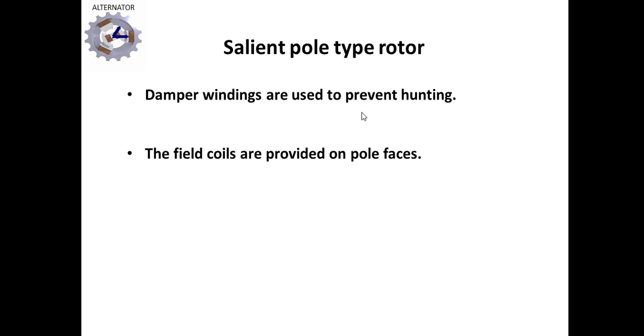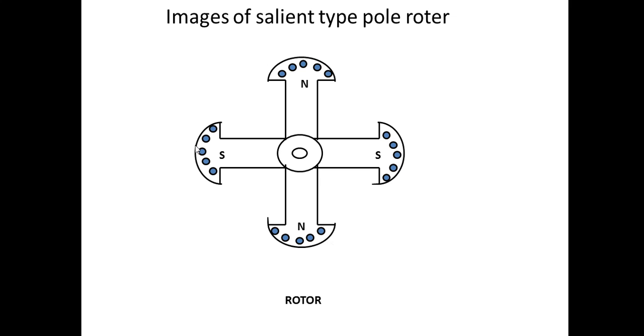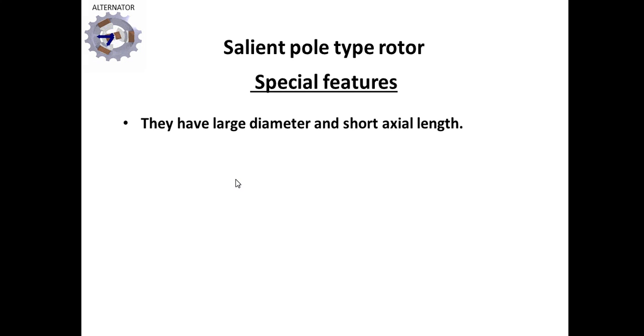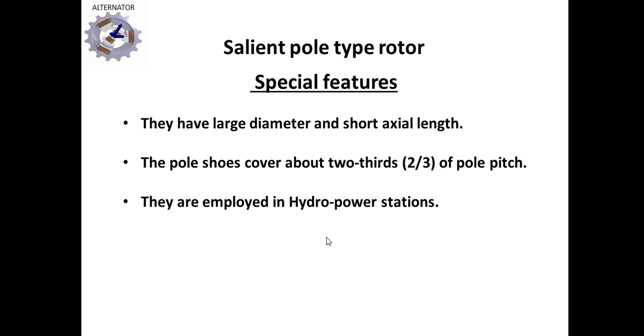The field coils are provided on the pole faces, connected in series and connected to a DC source through the slip rings. Here it shows the damper winding at the pole shoe, and here the main winding is placed in between. Some special features of the salient pole type rotor: they have a large diameter, short axial length, short pole. The pole shoes cover about 2 by 3rd of the pole pitch, and they are employed in hydropower. So these salient pole rotors are usually used in hydropower plants, for low speed applications.